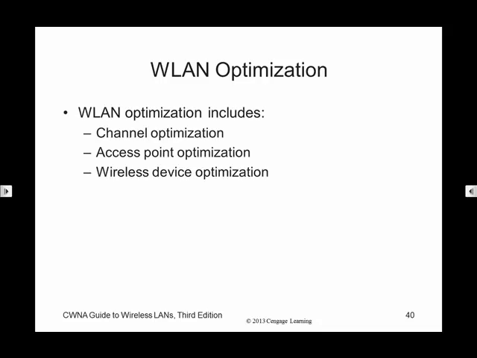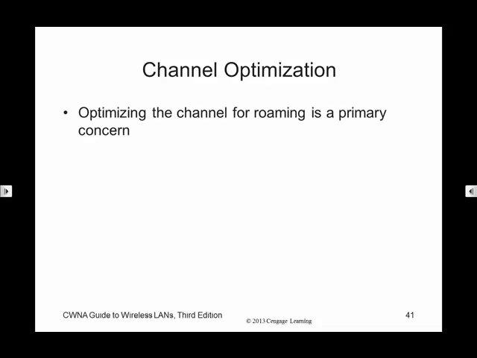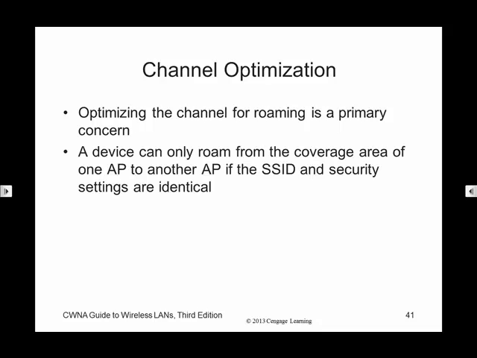Channel access point, wireless device optimization, all of those things. The channel for roaming is a primary concern, and roaming, remember, allows you to go from one access point to the other without losing your connectivity. To do that, you're going to have the same SSID, probably different channels and the same security on the access points. Once you do that, you should be able to roam, and you need the channel overlap. Their recommendation, I think in the last one, was a 10 dB overlap, so that you can have a smooth transition, especially if you're doing voice over Wi-Fi.